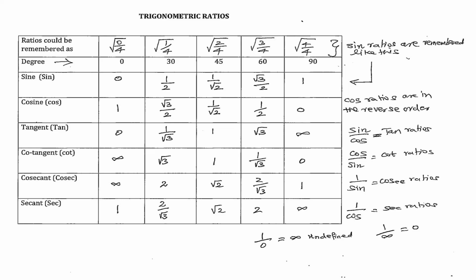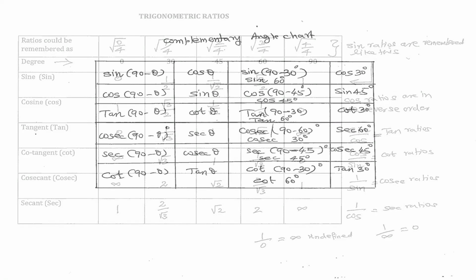Then tangent is sin theta by cos theta. Cotangent is cos theta by sin theta, cosec theta is 1 by sin theta, sec theta is 1 by cos theta. Accordingly, the ratios are derived. 1 by 0 is undefined and 1 by infinity is equal to 0.